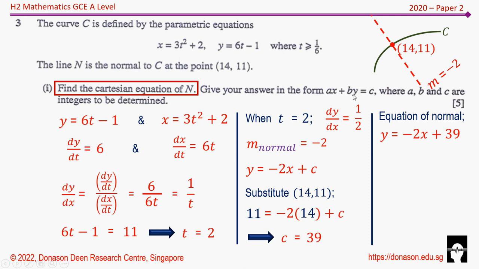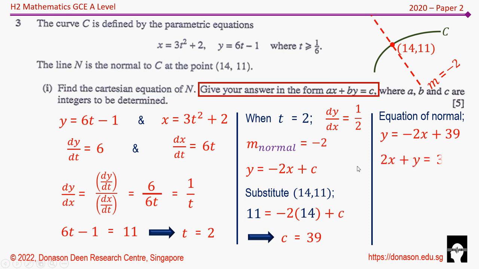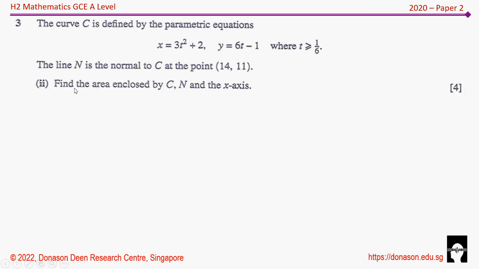But of course we need to express it in this form. That means we just need to leave the constant on the right side. The terms with x and y, we have to bring to the left. So let's bring the minus 2x to the left. It becomes plus 2x plus y equals 39. Now we can see it is of the form ax plus by equals c. By just comparing, we can see that a is 2, b is 1, and c is 39. There we have the equation of the normal in Cartesian form.